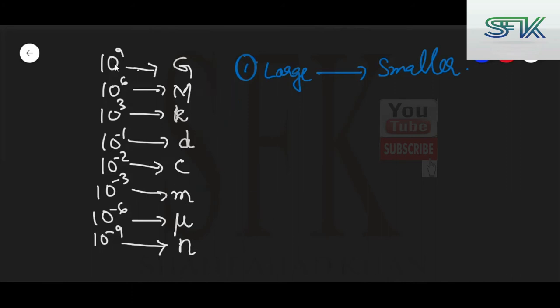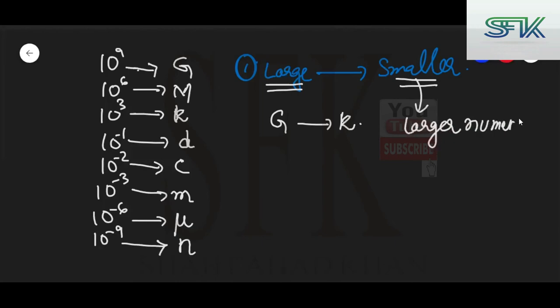Now basically, for example, if I'm going from giga to kilo, remember one thing: when you're going from larger to smaller, the smaller unit that you'll get will have a larger numerical value. Its number will be larger as compared to the larger unit's number. Okay, I'll explain what I mean. This will have a smaller numerical value always.